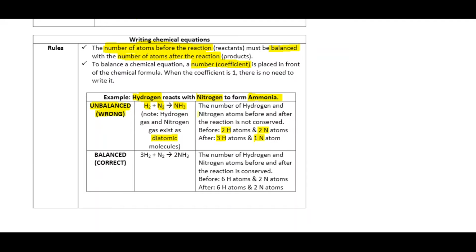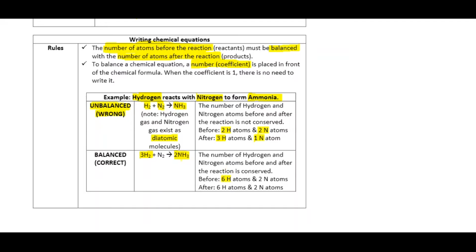You actually have to add numbers, they call it coefficients, in front of the chemical formulas to try to balance the number of atoms, right? So in this case, you add a 3 in front of the hydrogen, the nitrogen remains the same, and you add a 2 in front of NH3. Why? Because in doing so, before the reaction, you have 3 of H2. One molecule of hydrogen gas, which is H2, consists of 2 hydrogen atoms, and if there's 3 of such hydrogen molecules, there will be 3 times 2 to give you a total of 6 hydrogen atoms, right?